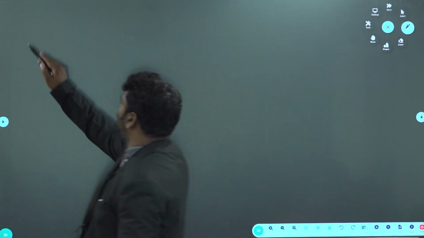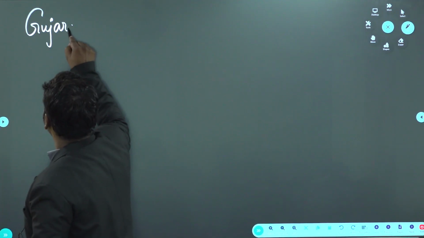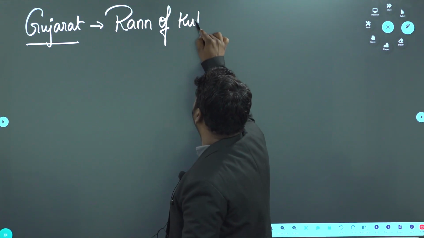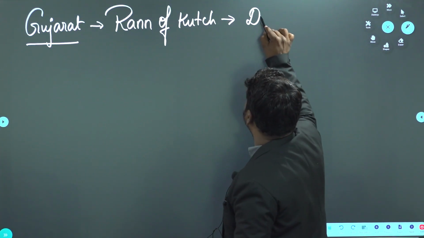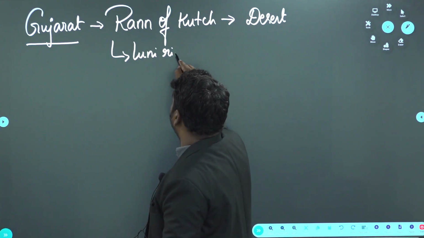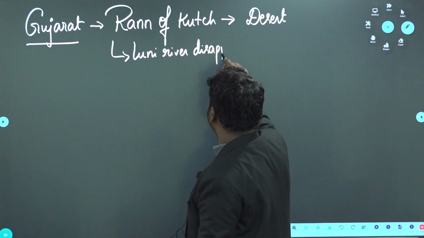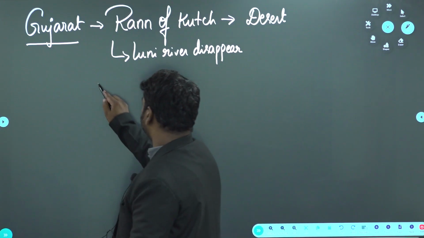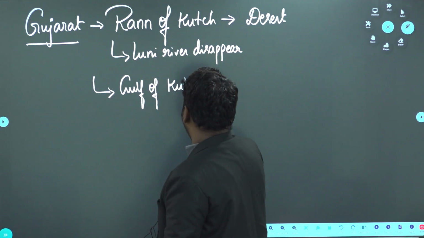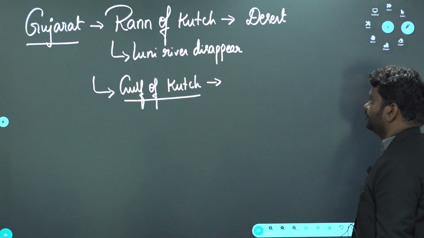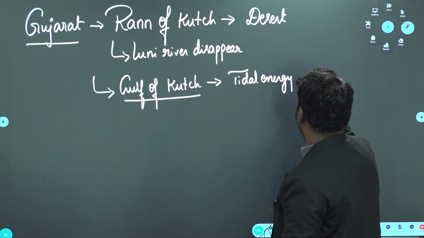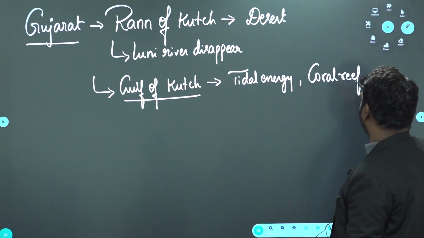Yeah. West coastal will include Gujarat. In Gujarat, the first one is what? Rann of Kutch. It is a salt desert. And in this, the Luni river disappears. Gulf of Kutch is very good for tidal energy. And in India, good quality corals are present in this region.